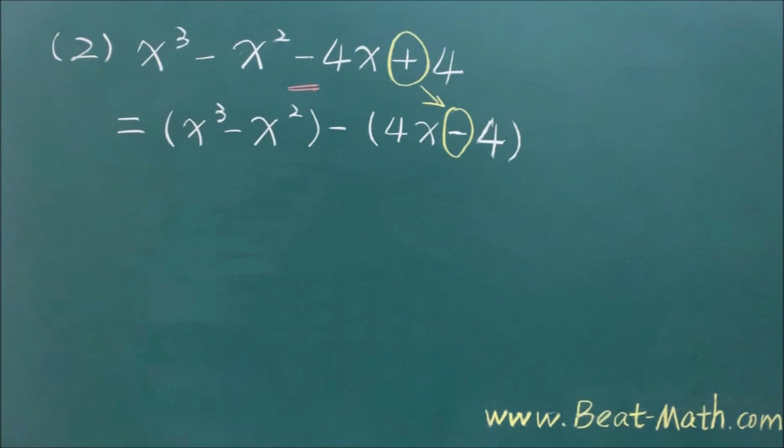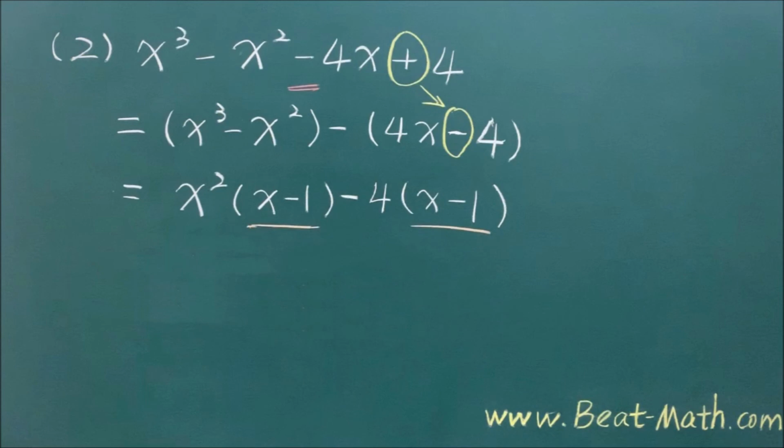X squared is the common factor of the first group, and 4 is the common factor of the second group. Factor them out, we get x squared times the quantity of x minus 1 minus 4 times the quantity of x minus 1. The thing is, a new common factor just shows up. That is x minus 1. We must factor that out. Then we get the quantity of x squared minus 4 times the quantity of x minus 1. Is it the result we are looking for?